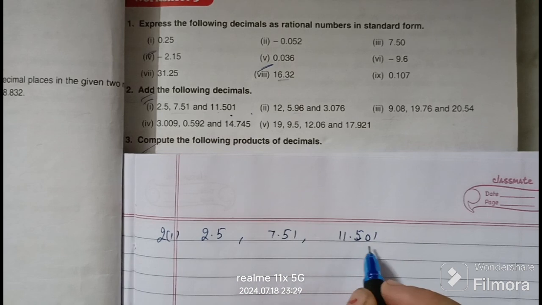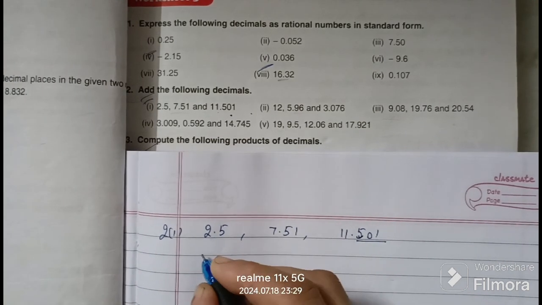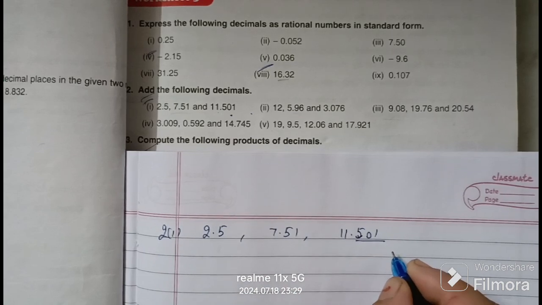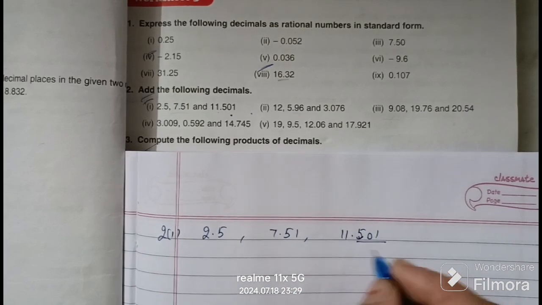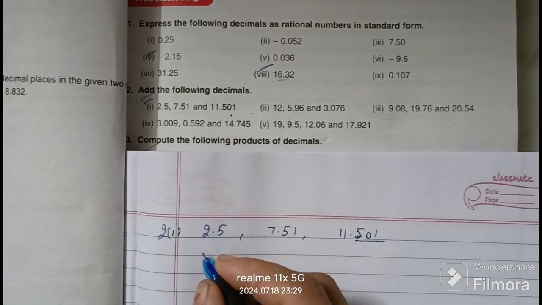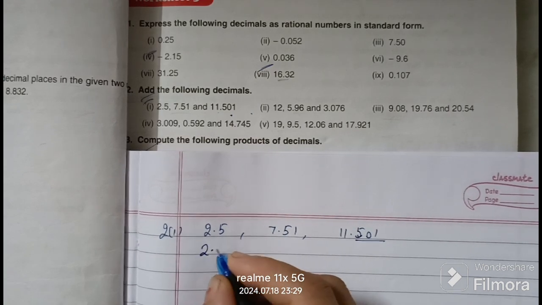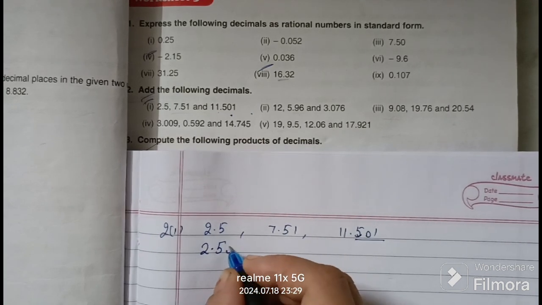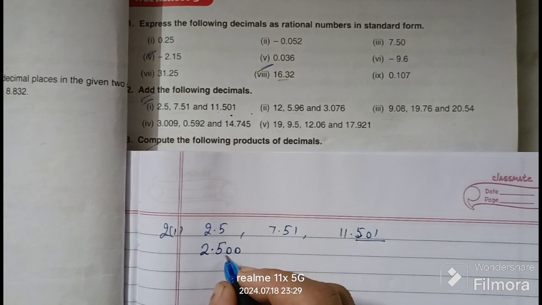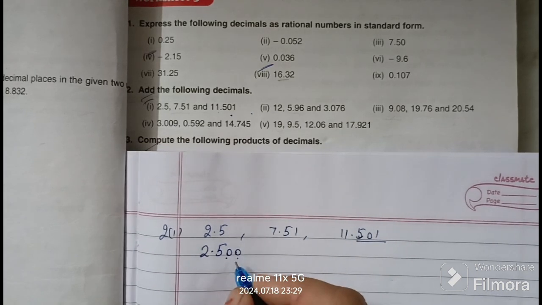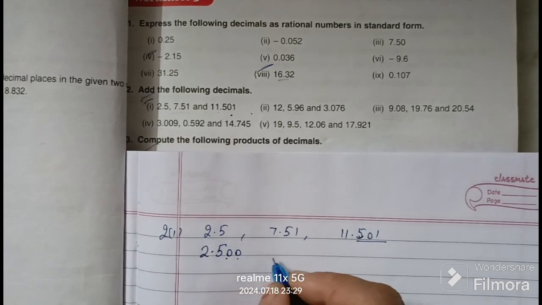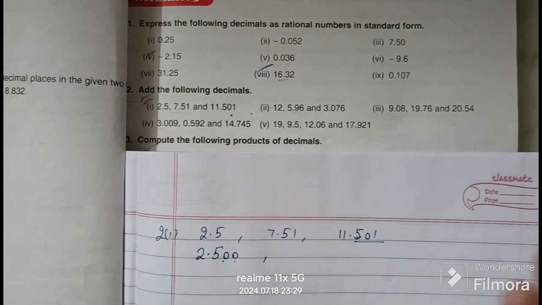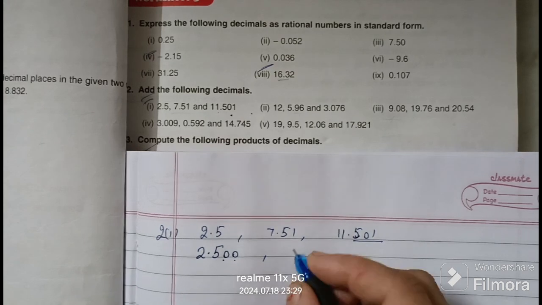Suppose the maximum number of digits after the decimal point is 3. तो मुझे क्या करना है? इन तीनों डेसिमल रिप्रेजेंटेशन में डेसिमल के बाद 3 डिजिट्स लानी है. So how am I going to do it? मैं क्या करूँगी? 2.500. मैंने डेसिमल के बाद I have to put 2 more zeros after the decimal sign, because मैं डेसिमल के बाद कितनी भी ज़ीरो लगा दूँ, it doesn't matter, these are negligible and they have no value at all.